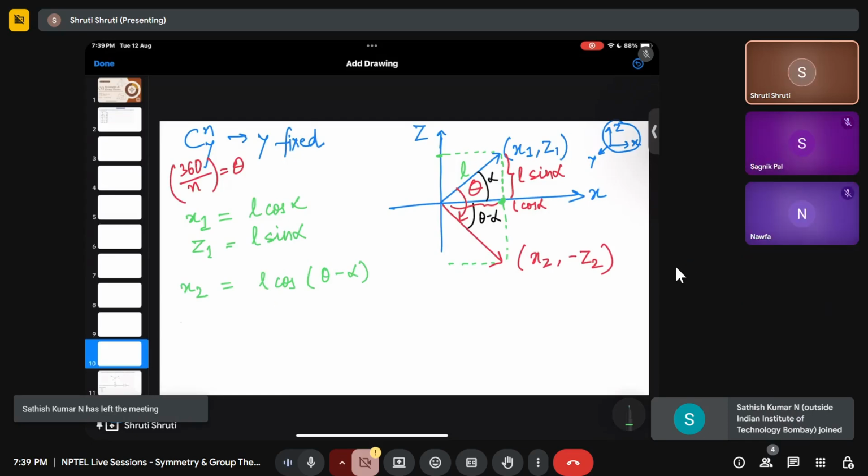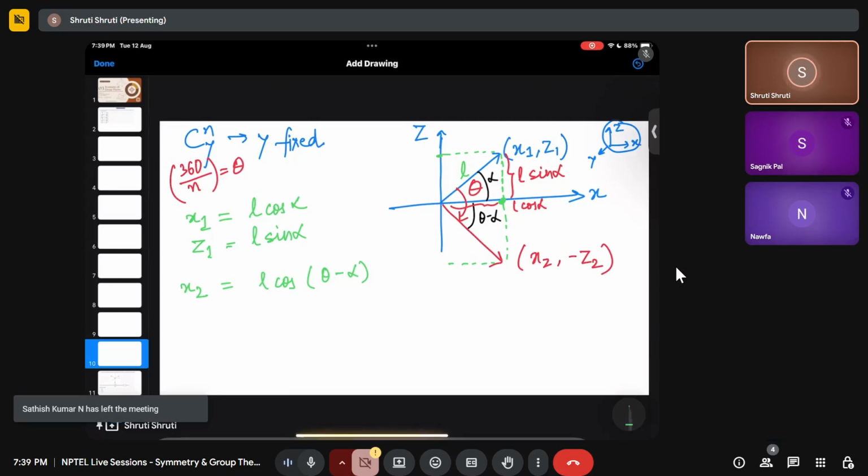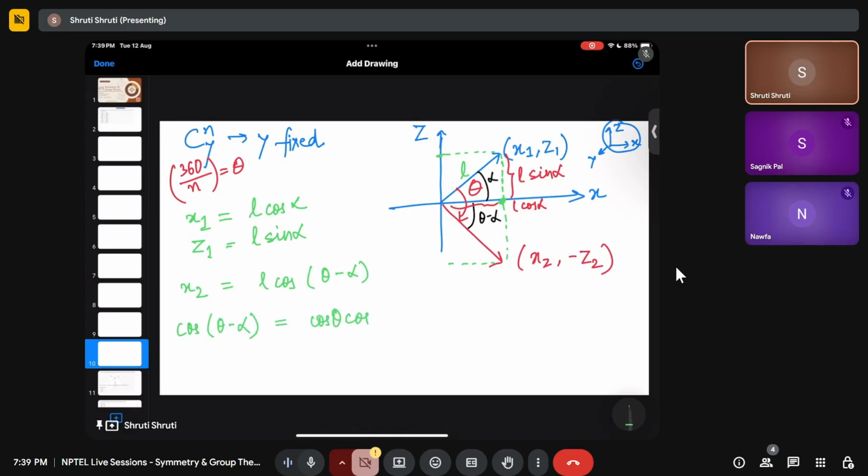Now you must be knowing this formula. Cos theta minus alpha is given by cos theta cos alpha plus sin theta sin alpha, and what else is required? Sine. So sin theta minus alpha is sin theta cos alpha minus cos theta sin alpha. So this is the formula.